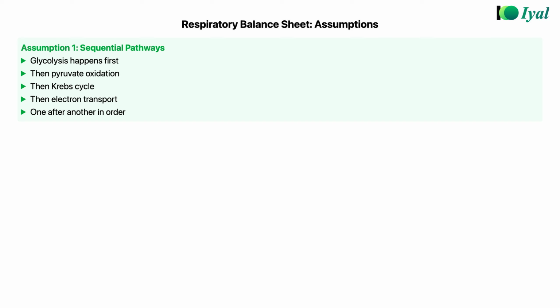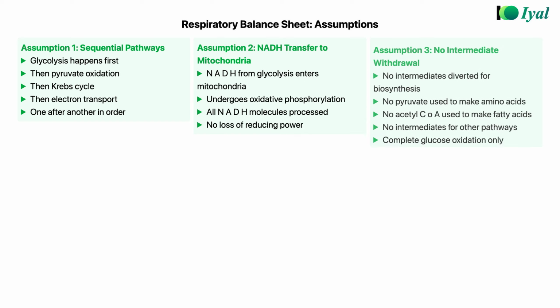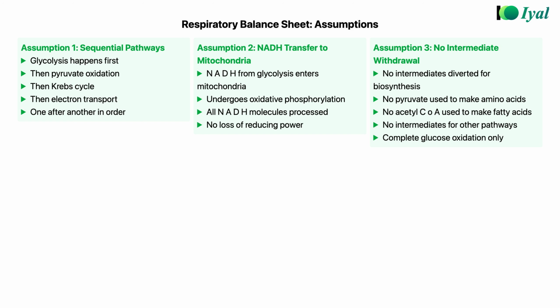First assumption, pathways happen in order. Glycolysis first, then oxidative decarboxylation, then Krebs cycle, then electron transport, one after another. Nice and sequential, like a factory assembly line. Second assumption, all NADH made in glycolysis enters the mitochondria and gets oxidized in the electron transport system. No NADH is wasted. All of it contributes to ATP synthesis. 3 ATP per NADH.